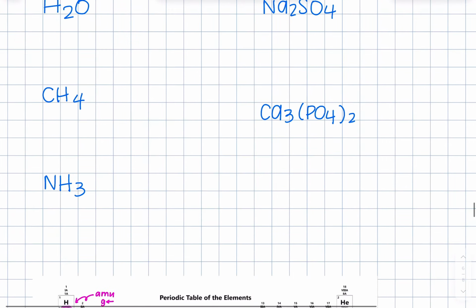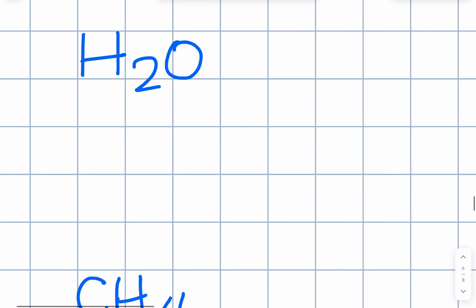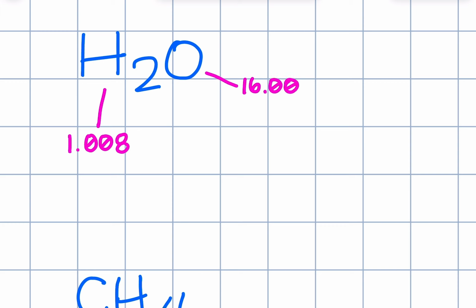Okay, so let's start with water. For water, as I just discussed, my hydrogen weighs 1.008 grams per mole, and oxygen is going to weigh 16. Now, one thing you have to notice is that the hydrogen has a 2 next to it. That subscript tells me that I have 2 hydrogens. So I'm going to multiply by 2.